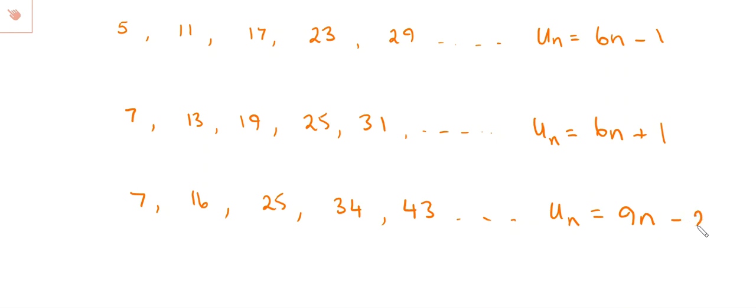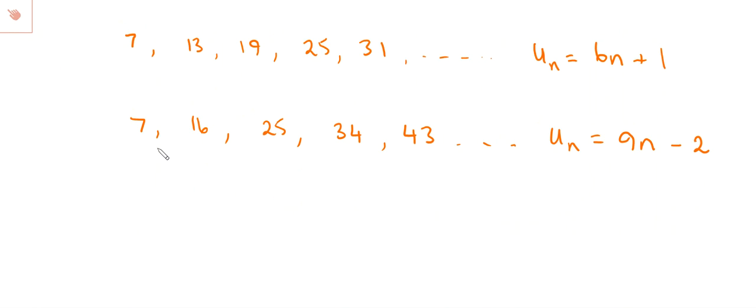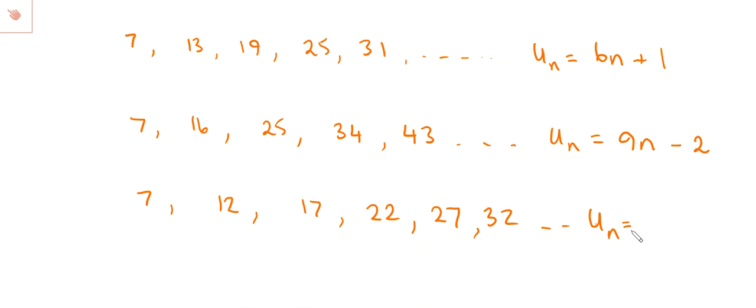There's 2. Okay. One more then, okay, go for it. 7, 12, 17, 22, 27. Stop there. 5n plus 2, yeah.